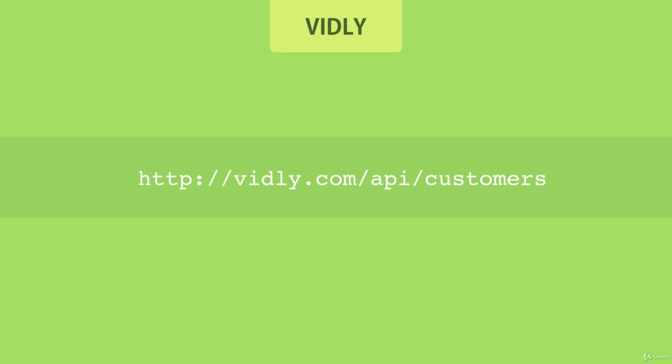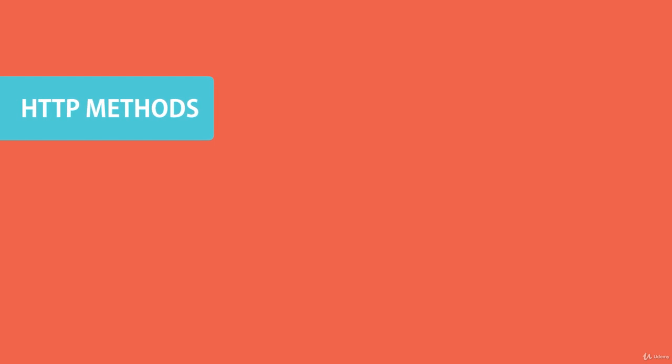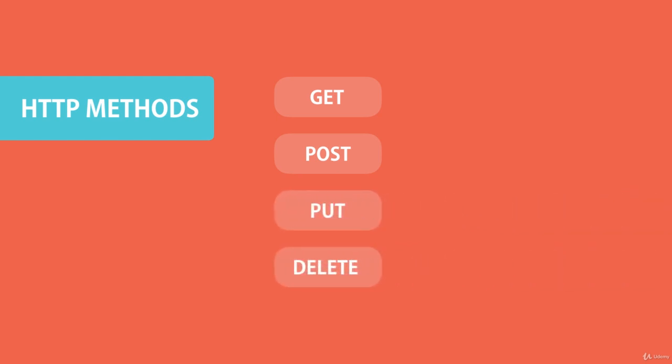The type of the HTTP request determines the kind of the operation. So every HTTP request has what we call a verb or a method that determines its type or intention. Here are the standard HTTP methods. We have GET for getting data, POST for creating data, PUT for updating data, and DELETE for deleting data. Now let's explore each of these using our customers example.